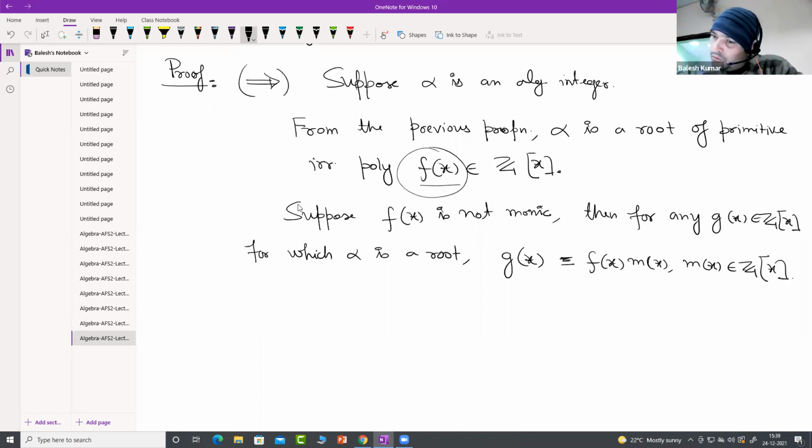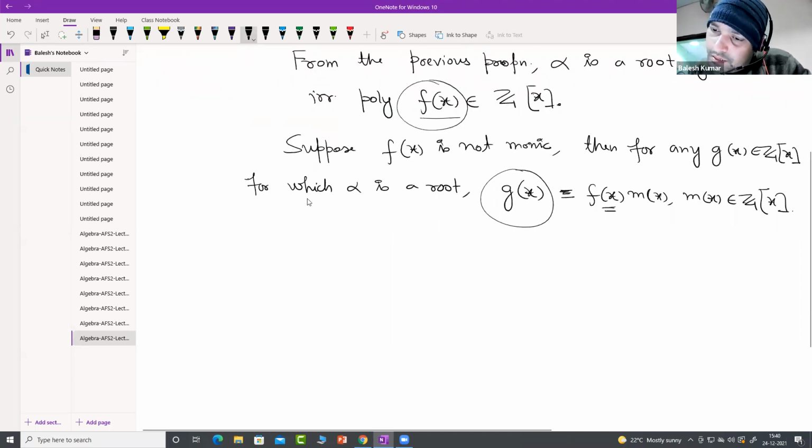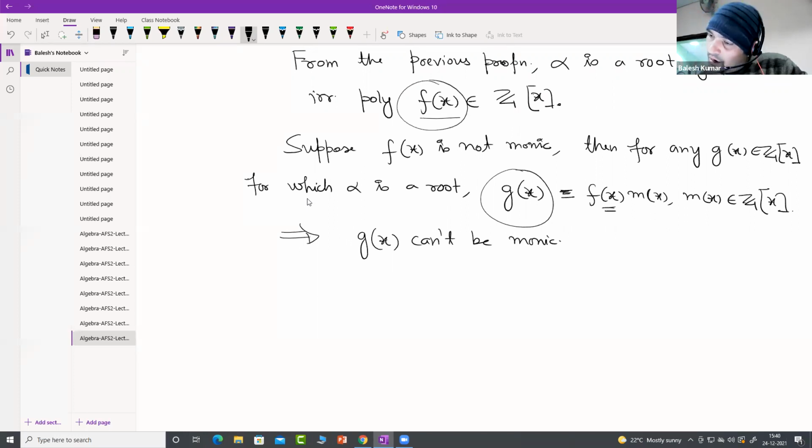Now what we see is that the leading coefficient of g of x will also be not monic, because the leading coefficient of f of x is not monic. If you multiply any other polynomial with f of x, the leading coefficient cannot be monic. So this implies that g of x cannot be monic, and that means alpha cannot be a root of any monic integer polynomial.